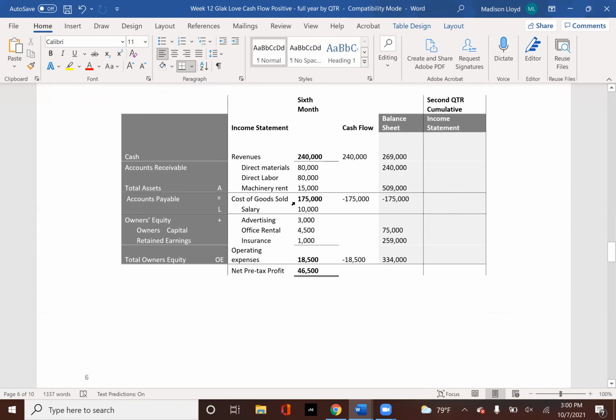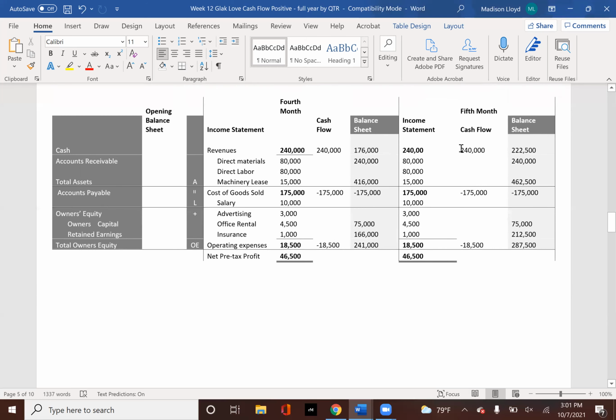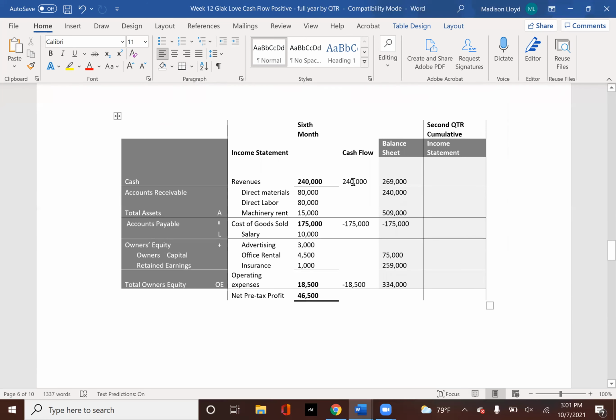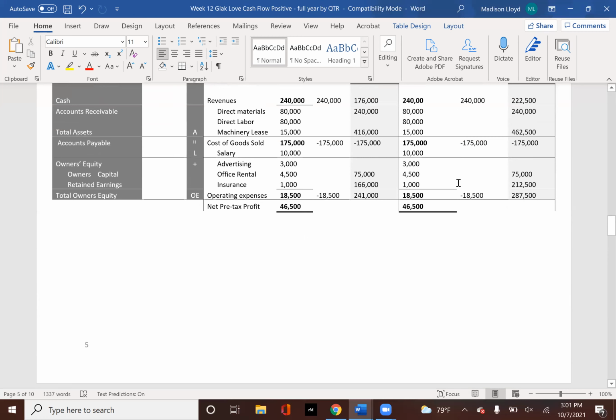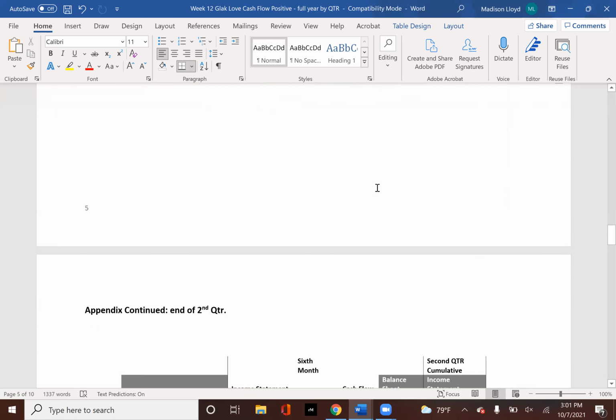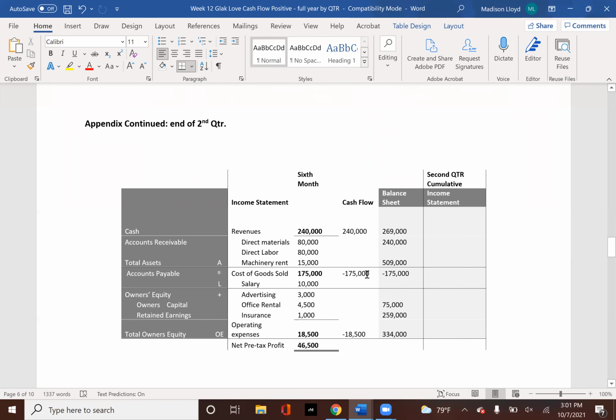Okay. Sixth month, all the values are going to stay the same again. Put your $240,000 from last month in the first block of your cash flow. Cost of goods sold, we've got to pay our $175,000 from last month, so we pay that off here. What do we use to pay our expenses off? We use our total assets from last month, $462,500. Subtract our $175,000 from last month as well. Then subtract our operating expenses for this month, $18,500. You're going to come out with $269,000.